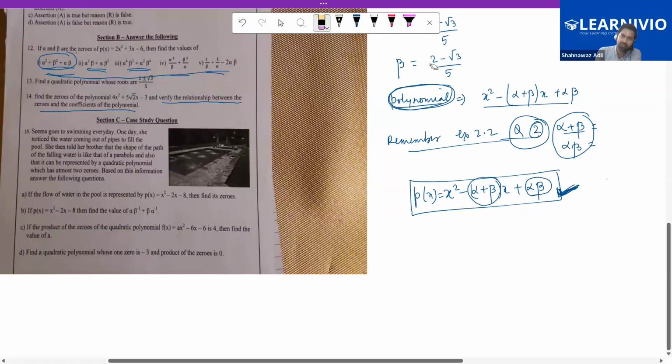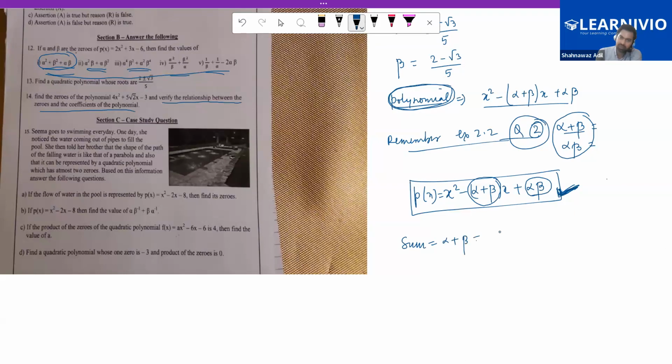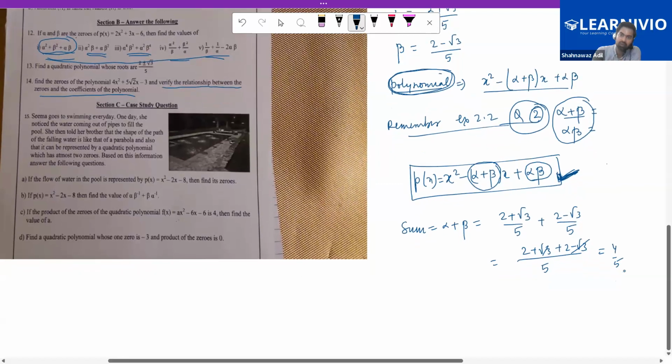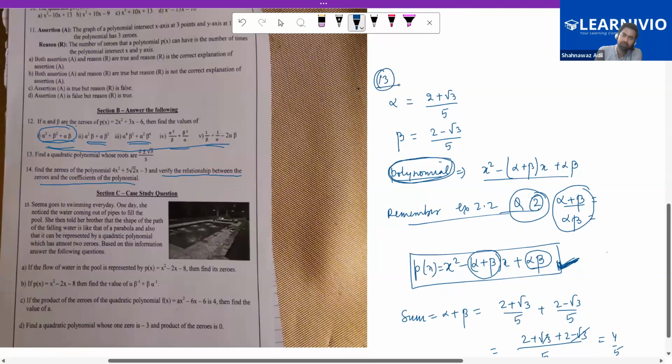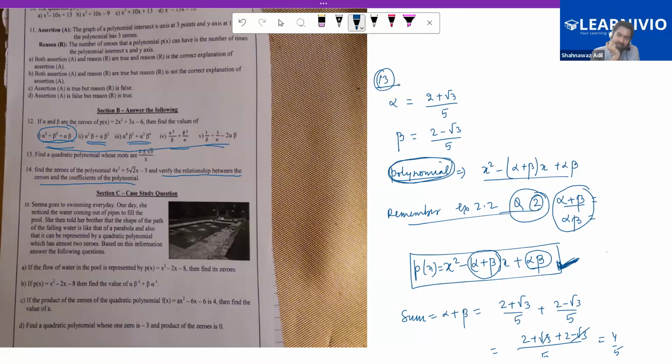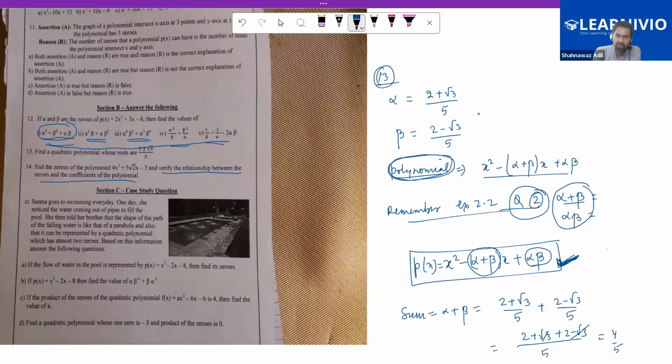What is the sum? Sum is alpha plus beta. So this would be 2 plus root 3 by 5 plus 2 minus root 3 by 5, right? So this is 2 plus root 3 plus 2 minus root 3. Root 3 cancels. This is 4 by 5. Clear? Sir, can you scroll up? I can't see. This was given, right? Okay, so the sum we have calculated.